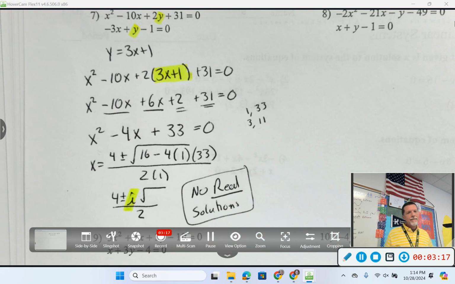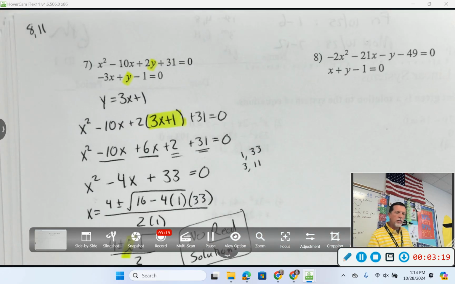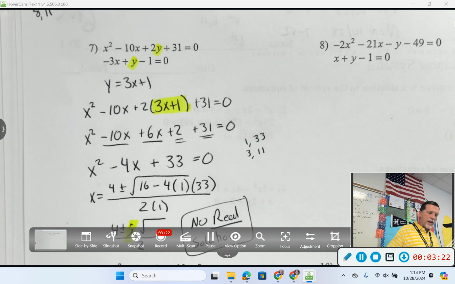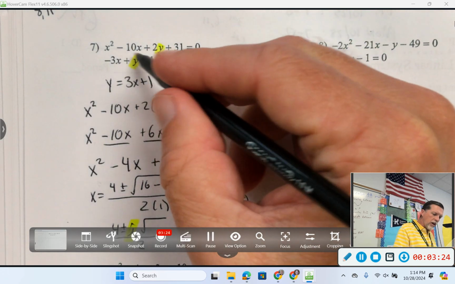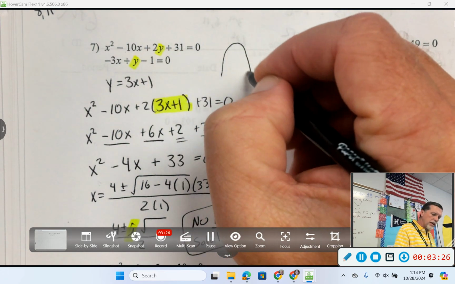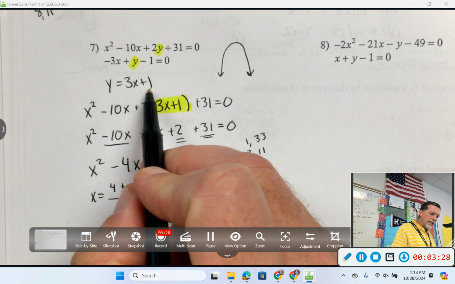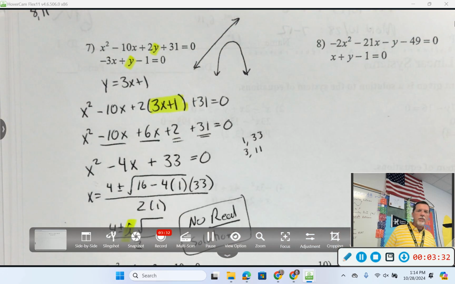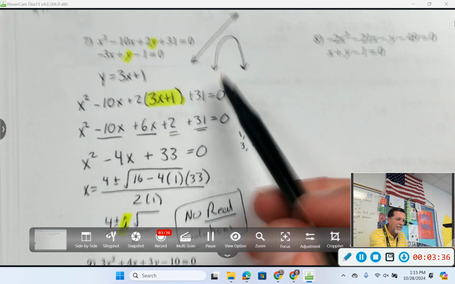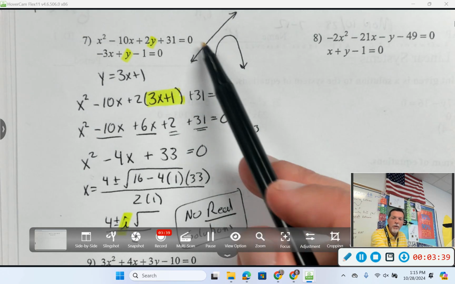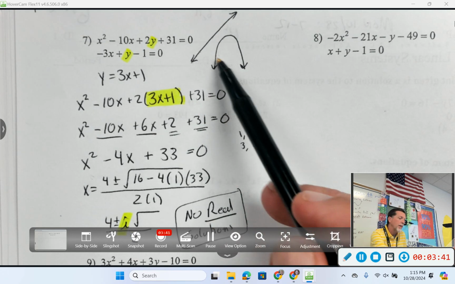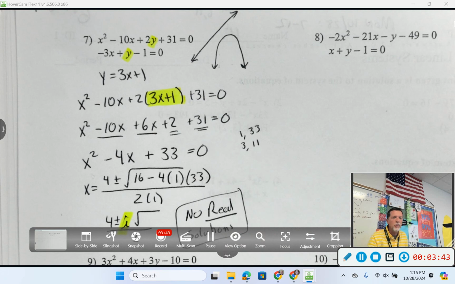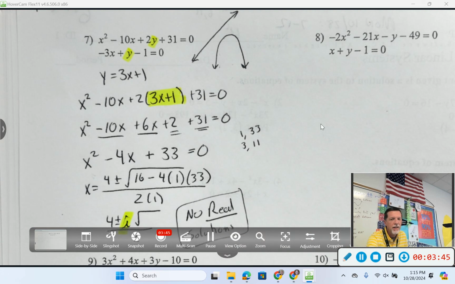So it's no solution? Correct, because this is what we talked a little bit about on Friday. I'm looking for the intersection of, let's see, this is a parabola, and this is a line, but it's possible that they don't intersect. And so that's the case in this problem. I don't know what the line or parabola looks like, but it looks something like this, where there is no real solution, because the i shows up.